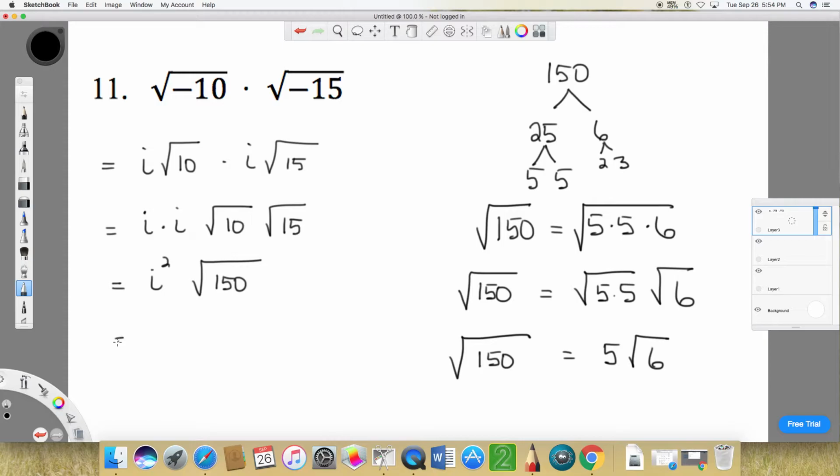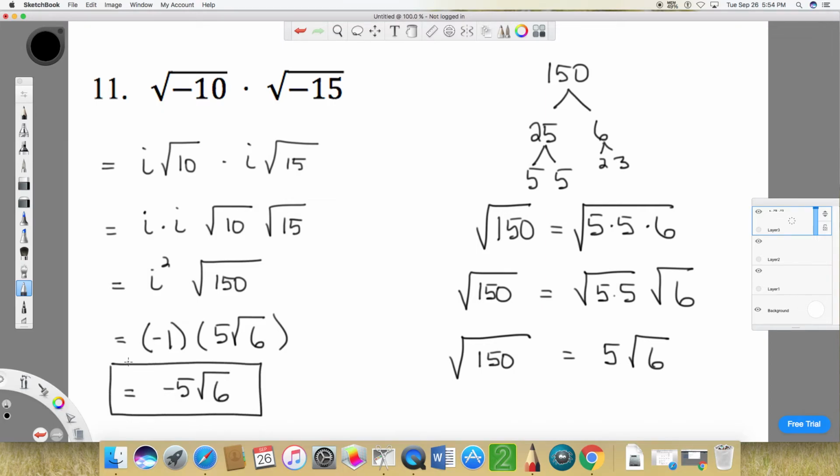So when we come over here, we know that i squared is negative 1, and that the square root of 150 is 5 times the square root of 6. So our final answer, a negative 1 times a positive 5, is negative 5 times the square root of 6. So that's our answer. Ask any questions as needed.